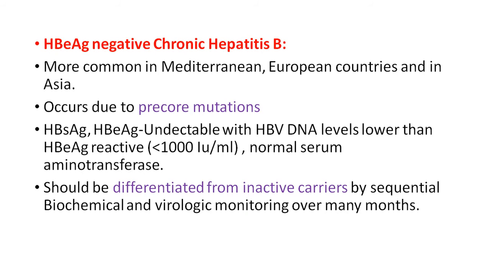So HBeAg negative chronic hepatitis B. This is one of the variants of hepatitis B. It is more common in the Mediterranean, Europe, and Asia. Occurs due to precore mutations. HBeAg undetectable with lower HBV DNA levels, that is a non-replicative phase, and then chronic hepatitis should be differentiated from inactive carriers by sequential monitoring.